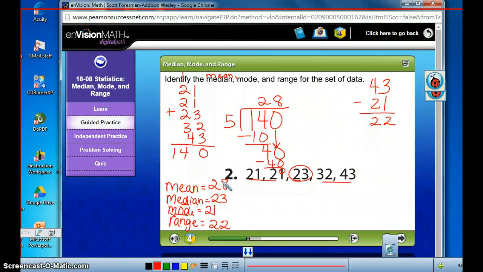Like I said, guys, the hard part is not going to be knowing how to do some of these. It's just going to be keeping the definitions straight. Make sure you're doing the right procedure for each one of these.